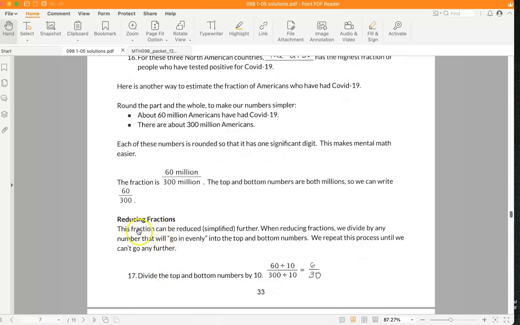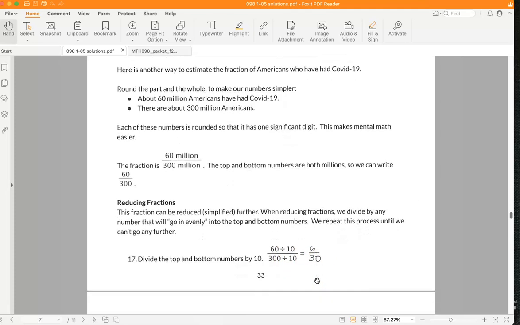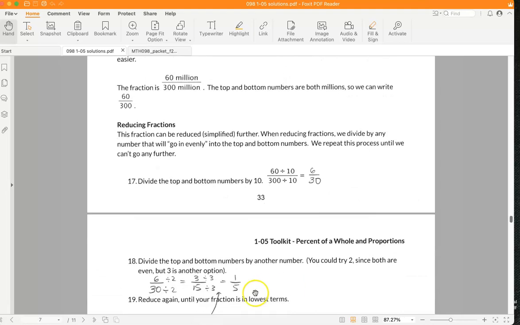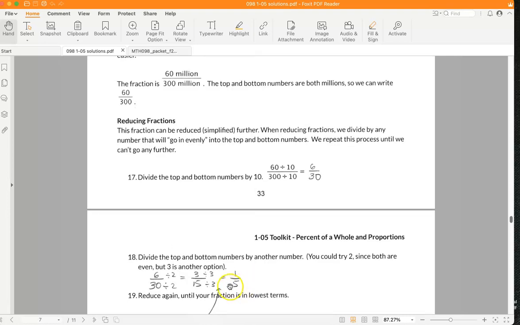So we did scaling before. Now we can do divide on top and bottom. And so what I did is I started with 60 out of 300. We already got rid of the millions. And I divide by 10 and divide by 10, and I get 6 over 30. And we're going to continue reducing down until we get to 1/5 on the next page. And you can divide by any number that will go into these fractions neatly.